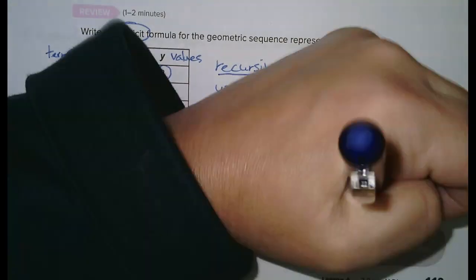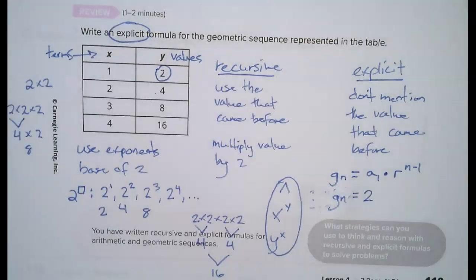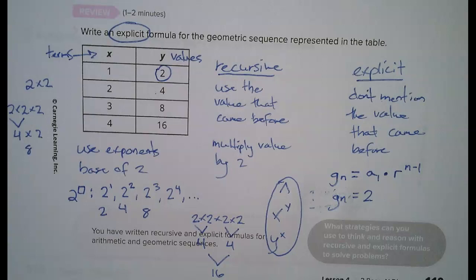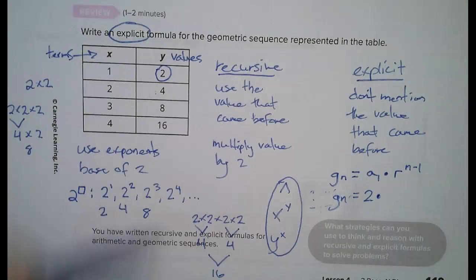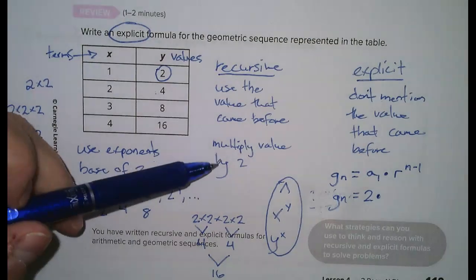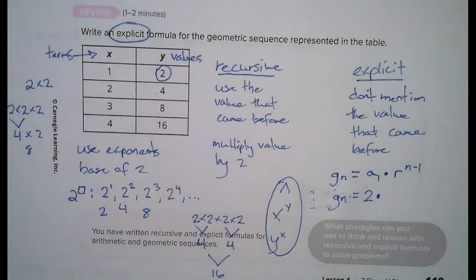So write G sub n equals, our first term is 2, so that goes here because A sub 1 means our first term, which is 2. And then we said already that we were multiplying by 2 each time. So our R is 2. And then we have our n minus 1.